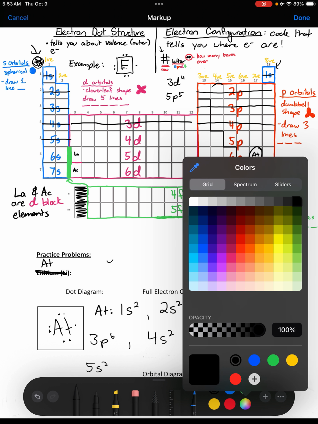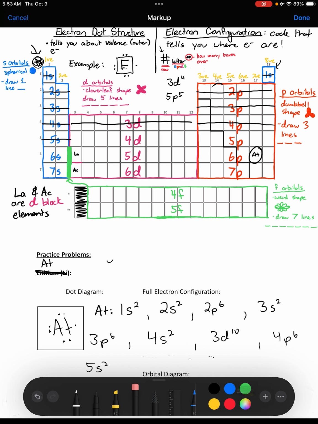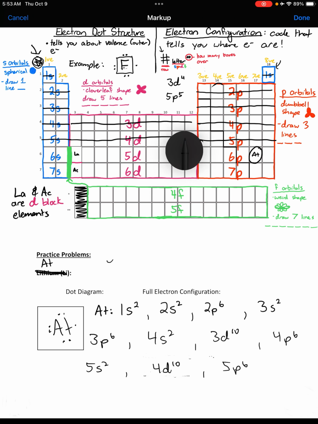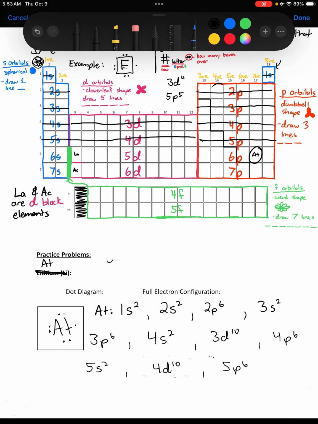I'm going to just scratch out that orbital diagram so that we have enough room. All right. Next we have 4d10, 5p6, then we have 6s2.